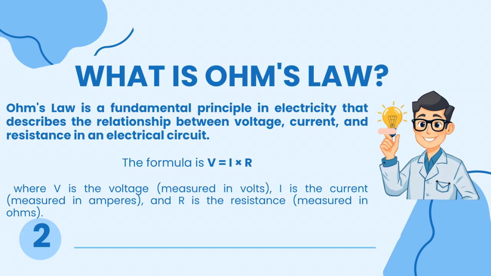Voltage, measured in volts, is like the electrical pressure pushing current through a circuit. Current, measured in amperes, is the flow of electric charge. Resistance, measured in ohms, is the opposition to that flow. Understanding this relationship is crucial because it allows us to predict how changing one element affects the others, which is fundamental in designing and troubleshooting electrical systems.